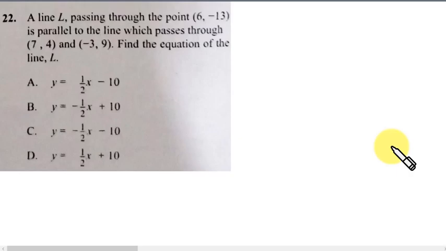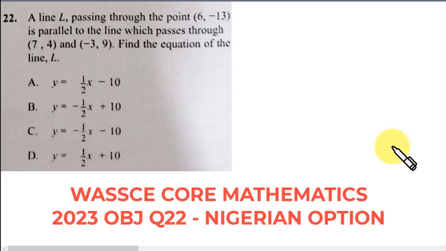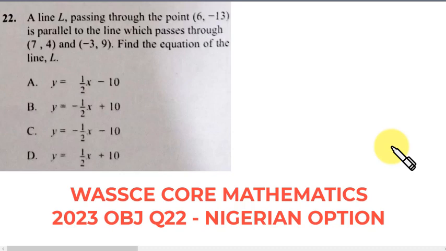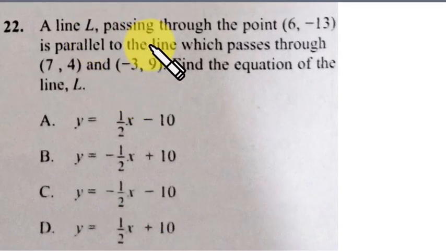In this video, we look at the WASSCE 2023 Core Mathematics or General Mathematics. This is the Nigerian paper objective question number 22. It says that a line L passing through the point (6, -13) is parallel to the line which passes through (7, 4) and (-3, 9). Find the equation of the line L.